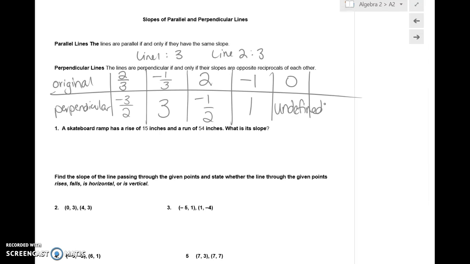So example 1, a skateboard ramp has a rise of 15 inches and a run of 54 inches. What is the slope of the skateboard ramp? This is simple, rise over run. The skateboard ramp has a rise of 15 inches and a run of 54 inches. Simplify that fraction. What do you get? 5/18.